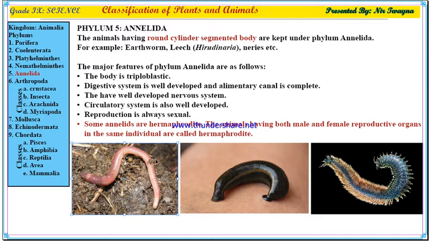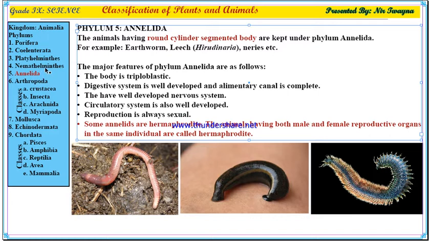Yes, and next, they have a well developed nervous system. The nervous system is found in Nemathelminthes and Platyhelminthes as well, but in rudimentary form, meaning primitive, very less developed. But in case of Annelida, they are completely functional. They are well developed. Okay, and the circulatory system is also well developed, and reproduction is always sexual.